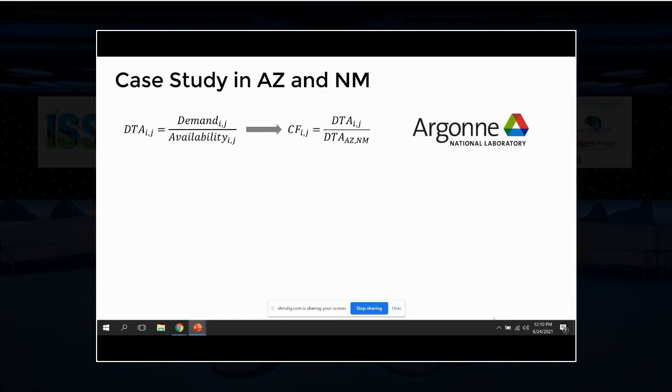So again, I've developed characterization factors. We're going to be zooming in on Arizona and New Mexico using the data from Argonne National Lab, the raw values of demand and availability. I've created a localized region average for Arizona and New Mexico using that data, and I weighted things by human water consumption. This is just consistent with what the original methods and approach had taken.